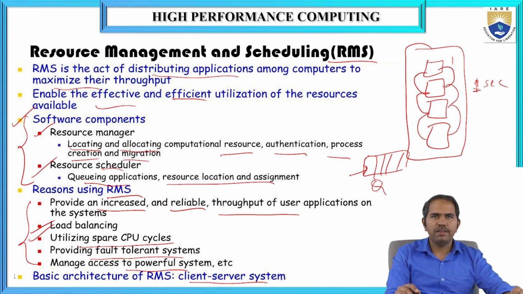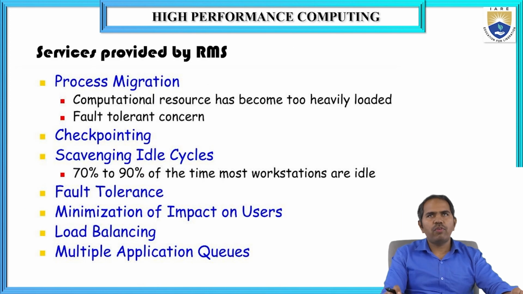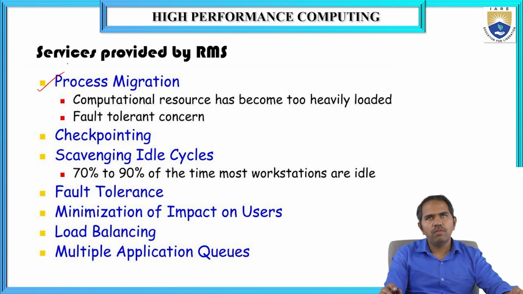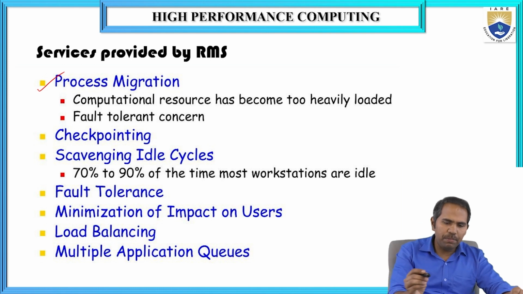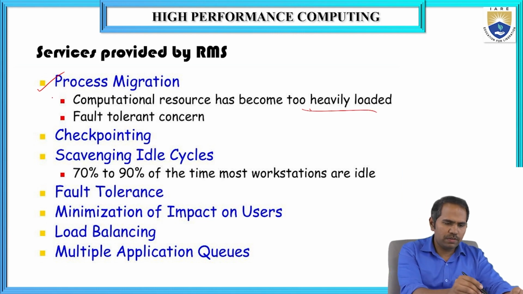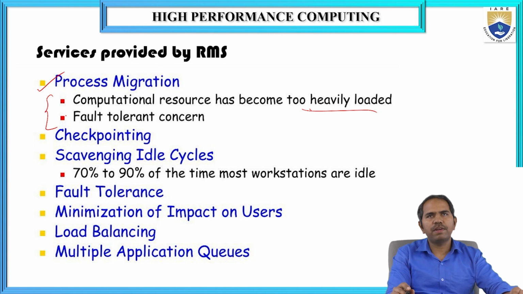The client raises a request, then the server has to process that request. So the basic architecture of RMS is a client-server system. What are the services provided by the RMS? First is process migration. One process has to be migrated to other systems, for example when one computational resource has become too heavily loaded, and for fault tolerance concerns. So these are the two points we have for process migration.